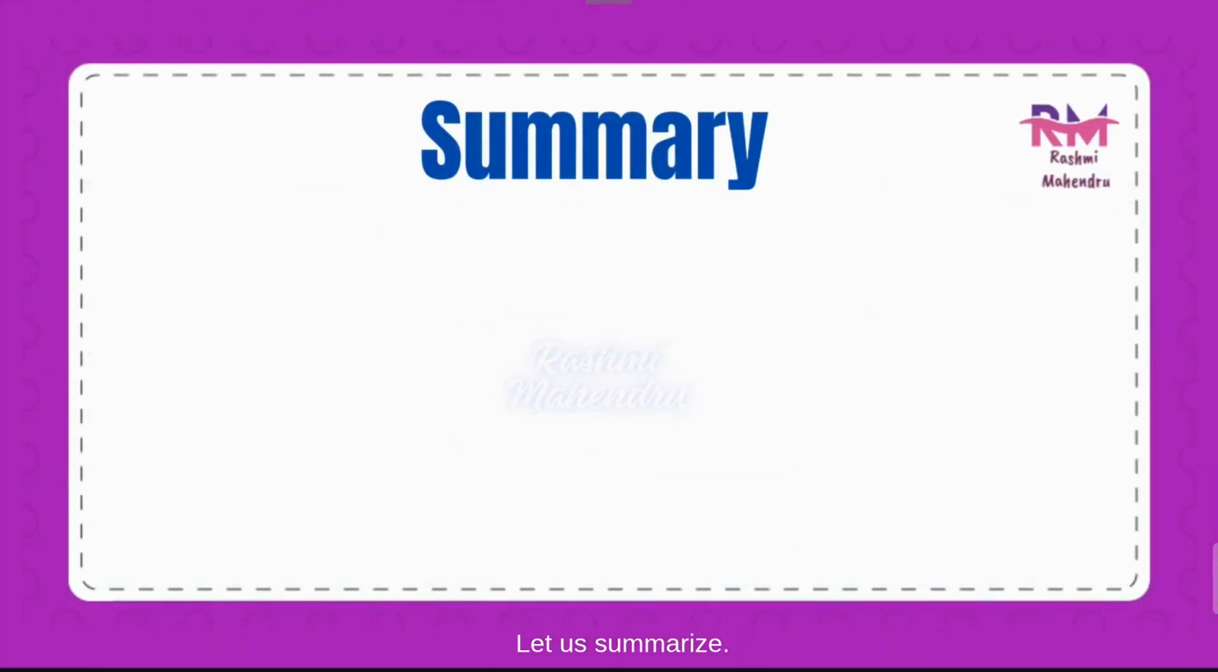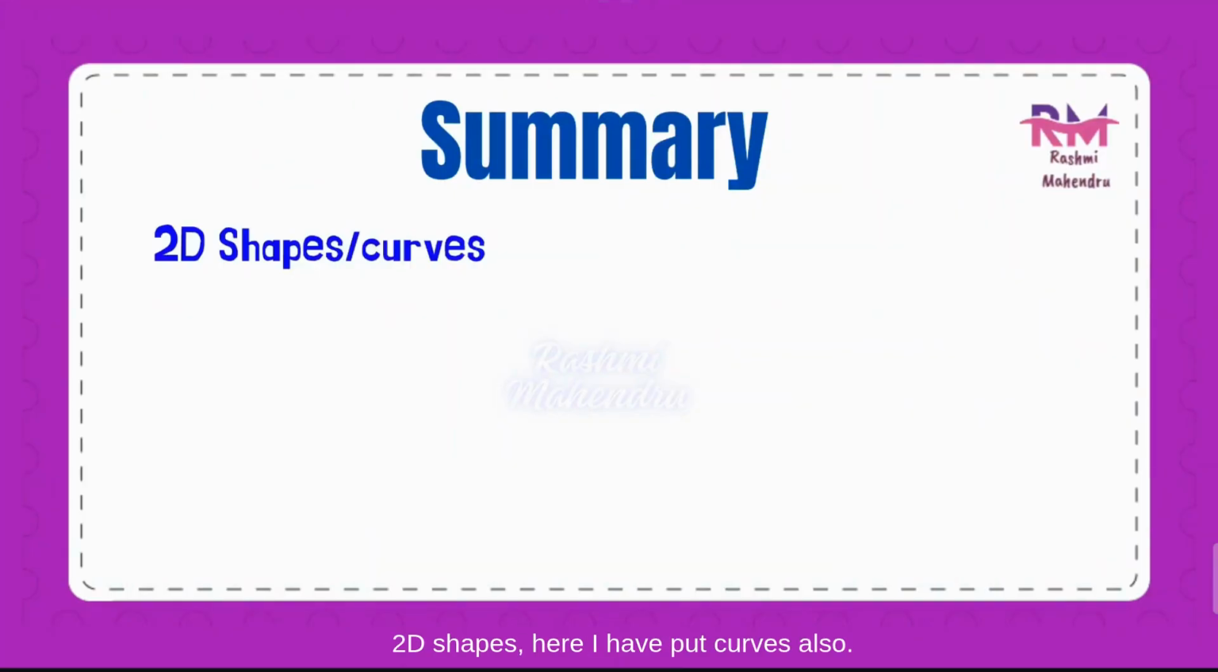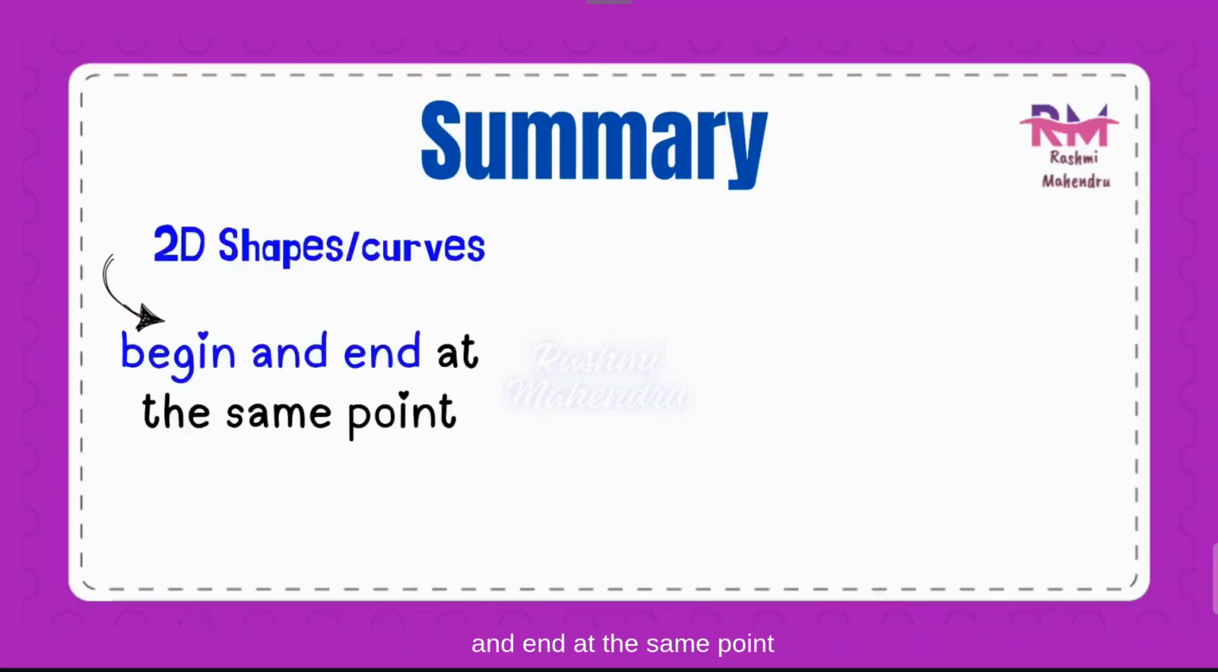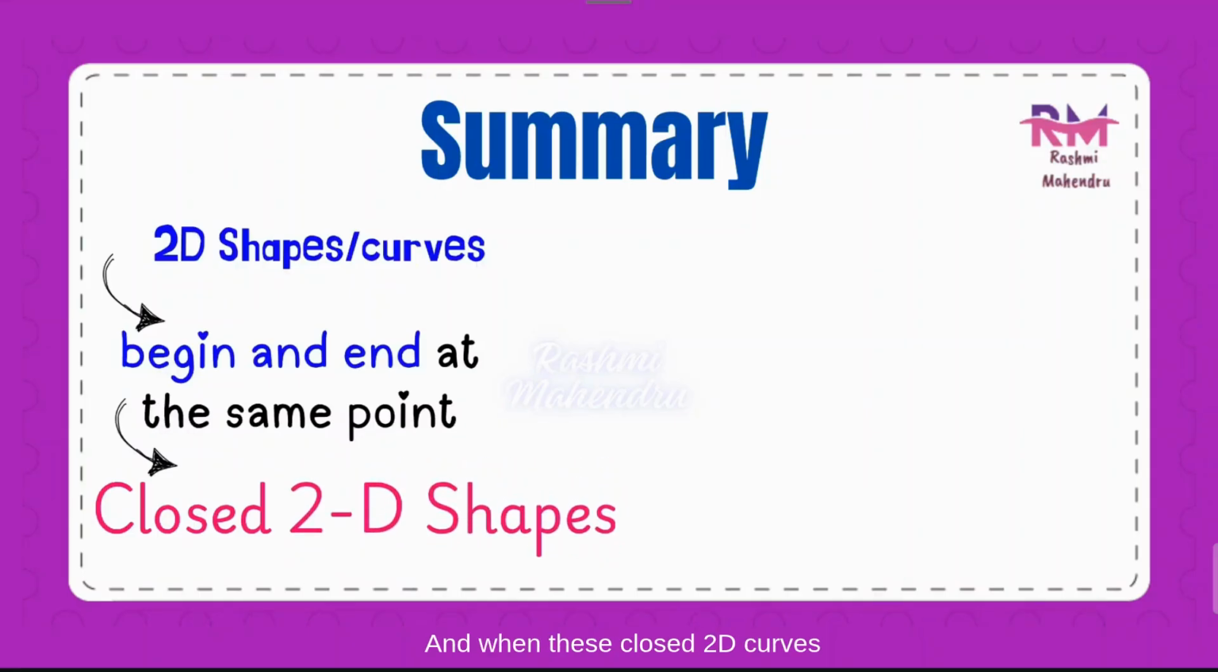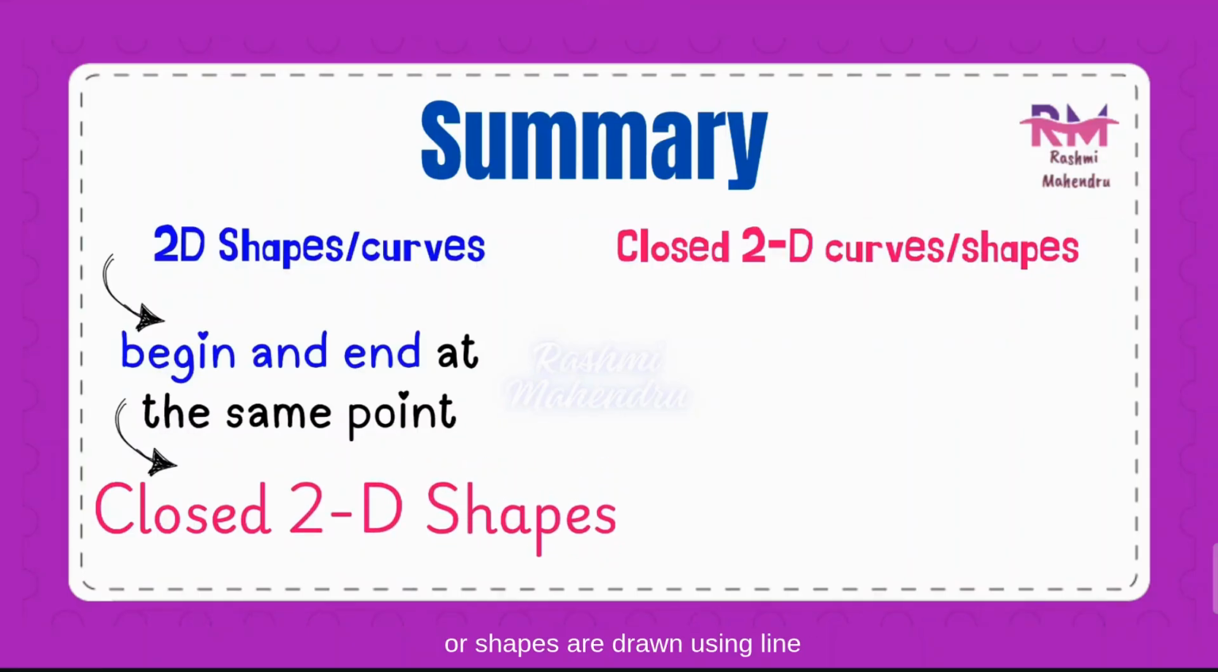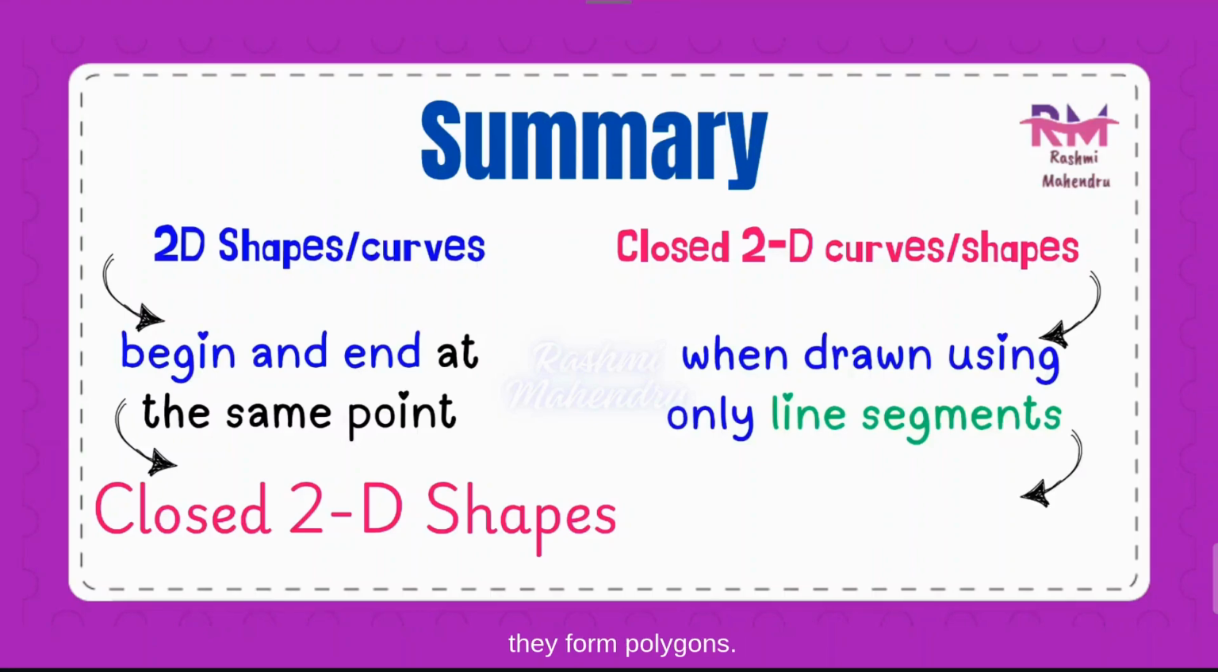Let us summarize. 2D shapes, here I have put curves also, that begin and end at the same point are called closed 2D shapes. And when these closed 2D curves or shapes are drawn using line segments only, they form polygons.